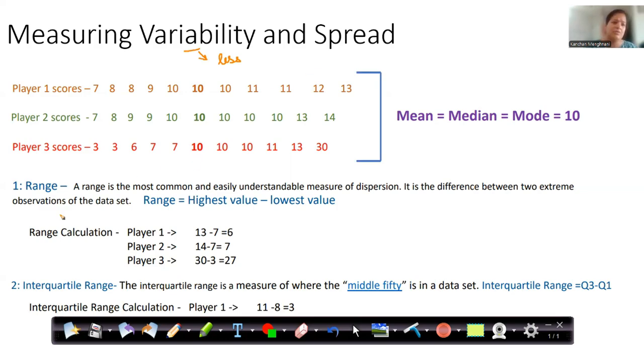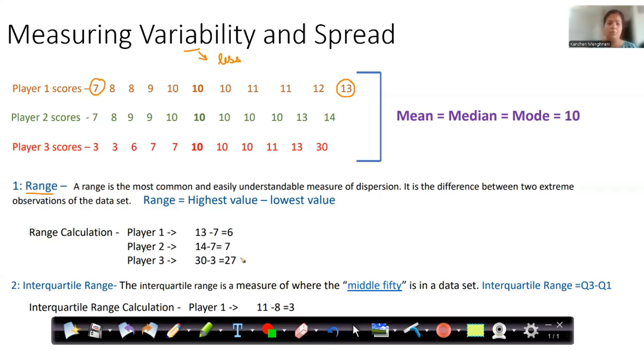So let's talk about the first measure, which is the range. This is very simple. You pick the highest value and the lowest value. For example, for player one, the lowest value is 7 and the highest value is 13, and then you just subtract them. So the formula is range equals highest value minus lowest value. For player one, it would be 13 minus 7, which is 6. For player two, it would be 7, and for player three, 27.